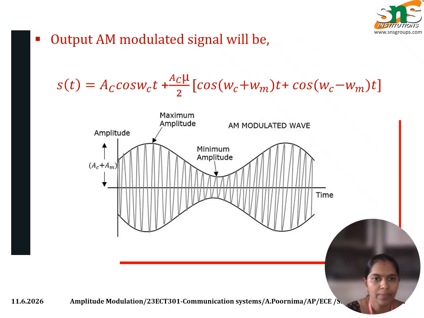After doing the mathematical steps, the resultant AM modulated signal equation contains three components. The first one is Ac cos omega c t, which is nothing but our carrier signal. The next is cos omega c plus omega m t, which is the upper side band of the AM modulated signal, and the next one is cos omega c minus omega m t, the lower side band. So it contains three components: upper side band, lower side band, and the carrier signal.